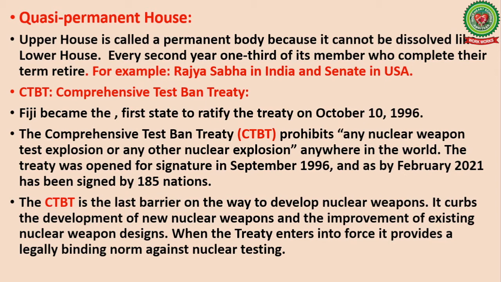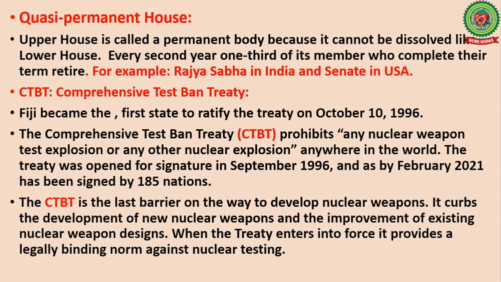Yes, students, you see, there are some international laws to maintain international peace and security, and the CTBT is an example. This treaty was introduced just to maintain peace and to ban nuclear tests. It was introduced in 1996, and Fiji was the first country to sign it. By 2021, a total of 185 nations have signed it.